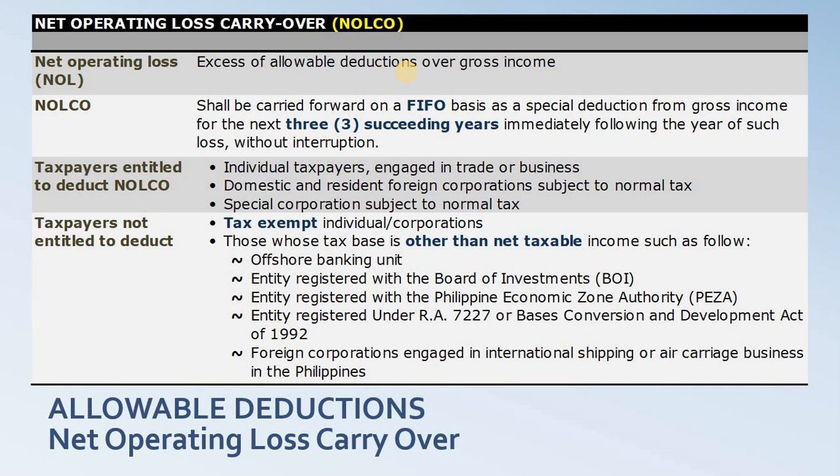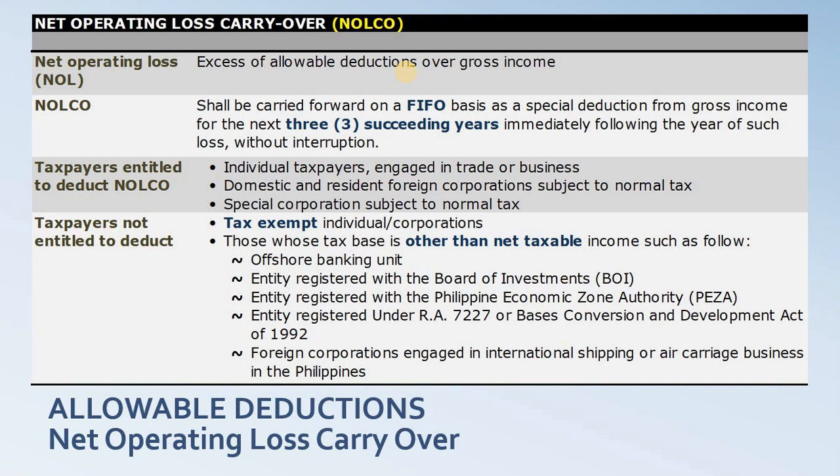So in case the taxpayer is an individual and also earns compensation income, the compensation income is excluded from the computation of net operating loss. So it only relates to the business of the taxpayer. Which means that the itemized deduction is greater than the gross business income. So that is the net operating loss.